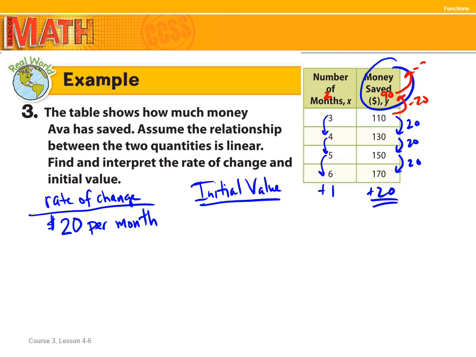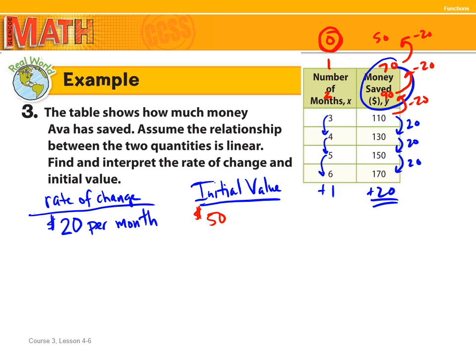Subtract another 20, that's 70. That's month 1. Now that's the first month. We have to go all the way to 0. So let's subtract another 20, and that gives us 50. The initial has to be where she started at 0. So the initial value would be $50 is what she started with. Does that make sense? $50 plus 20, first month 70.